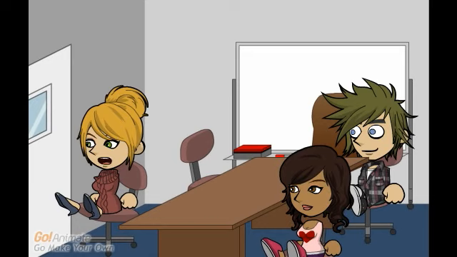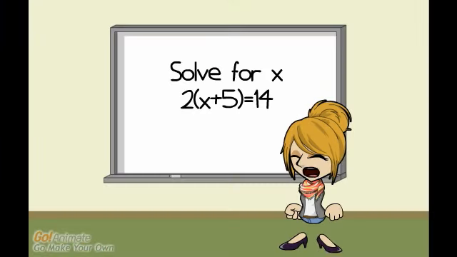I used the distributive property and distributed the 2 into the quantity of x plus 5, getting 2x plus 10 equals 14. To get the x value alone on one side, I subtracted the 10 from both sides, so I was only left with 2x equals 4. Then I divided it all by 2, so I could get the x value by itself. 4 divided by 2 equals 2, meaning that x equals 2. Fantastic job.